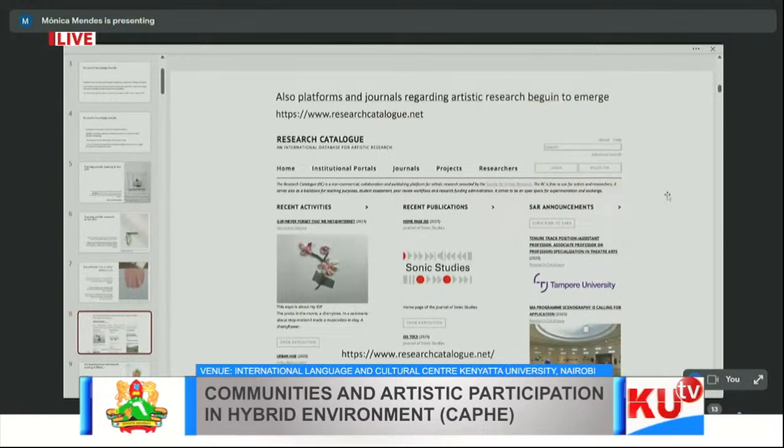Of course, there are also platforms and journals regarding artistic research that began to emerge, but we shall say that this is not very intuitive for our students, because it has a miscellany of things and works, and you cannot see what is the basis, if it is a bachelor work or a PhD work. So we are still thinking about how to develop this dissemination further.